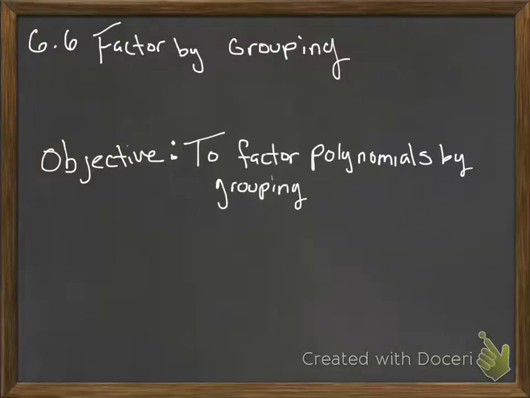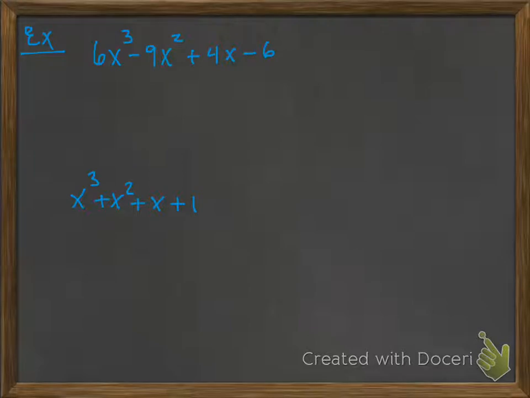6.6 is factor by grouping. Our only objective here is to factor the polynomial by grouping. Alright, so what we're going to do is find groups or partners that are alike within our polynomial.